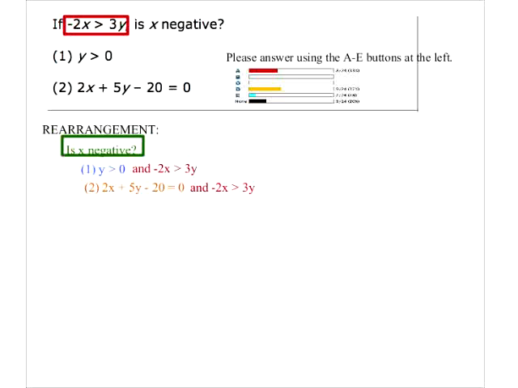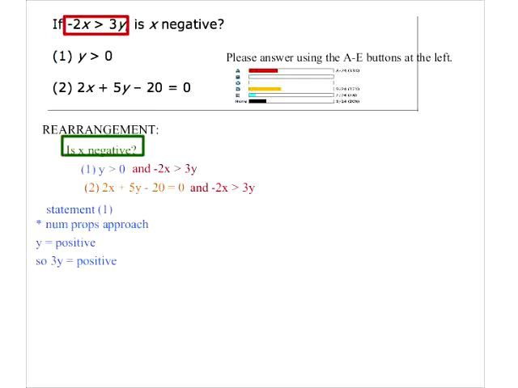So statement one, probably easier to think about signs than to think about any sort of arithmetic, but I'll give you two approaches to statement one. One way to think about it is a number properties approach. If you want to use a number properties approach, you can realize that y is a positive number. So that means that 3y is also a positive number, because 3 times a positive.